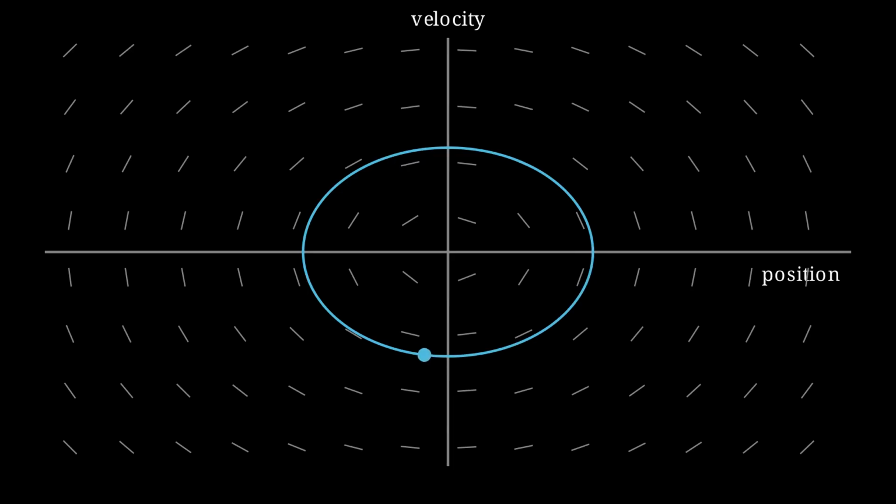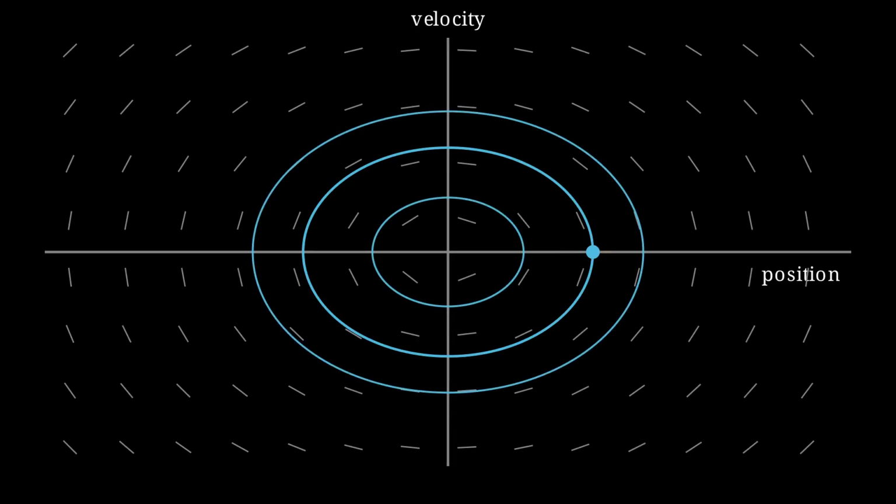Read the loop like a sentence. The path comes back to where it started, so the motion repeats forever, the same oscillation every time around. A bigger loop is a bigger swing. Stretch the spring further at the start, and you ride a larger ellipse.